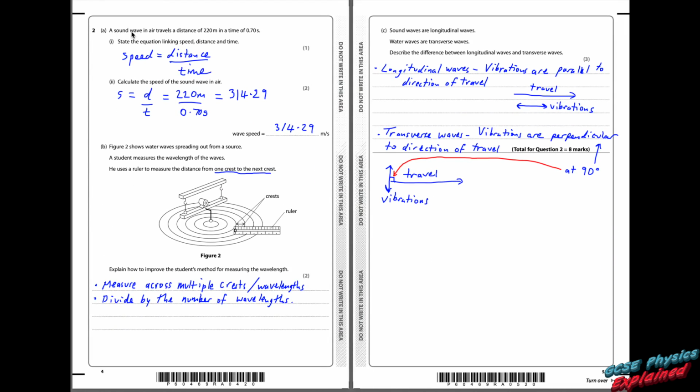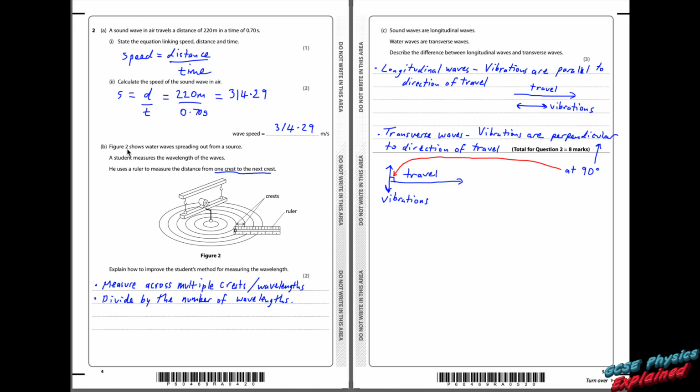Question 2. A sound wave in air travels a distance of 220 metres in a time of 0.7 seconds. State the equation linking speed, distance and time. So speed is distance divided by time. Part 2. Calculate the speed of the sound wave in air. So that was the distance, that was the time. Do that divided by that and it pops out as 314.29. I've done it to 2 decimal places because that time was to 2 decimal places.